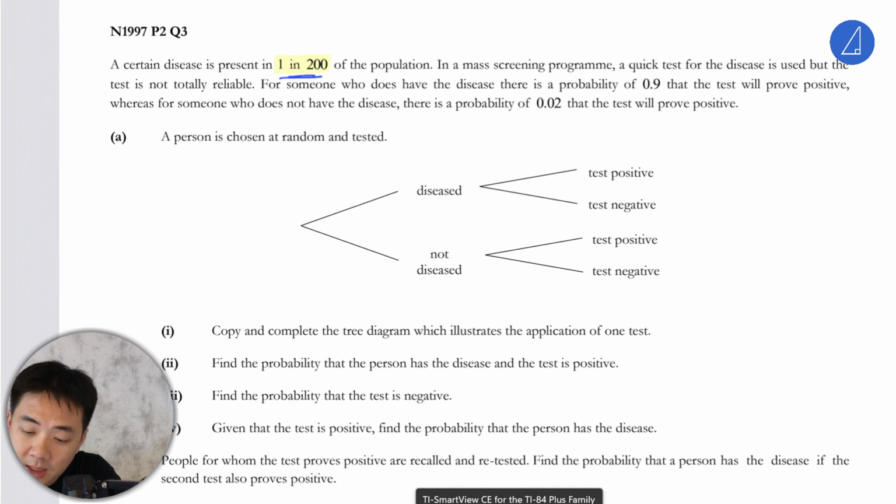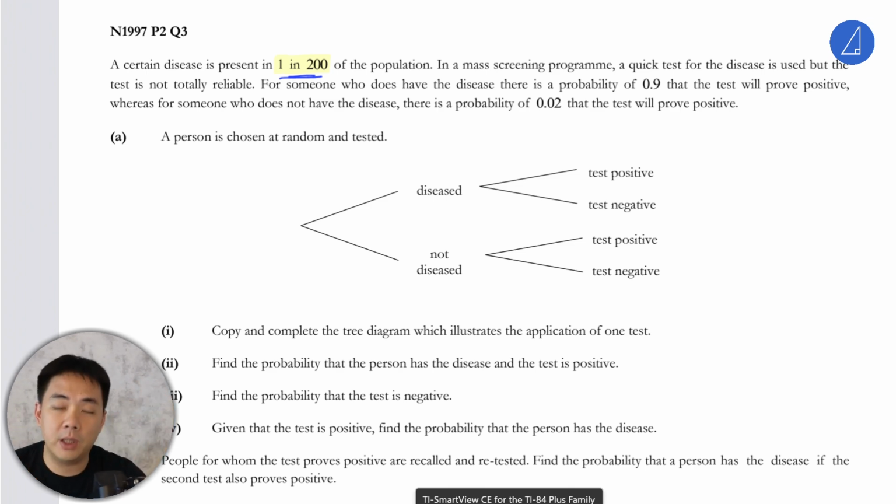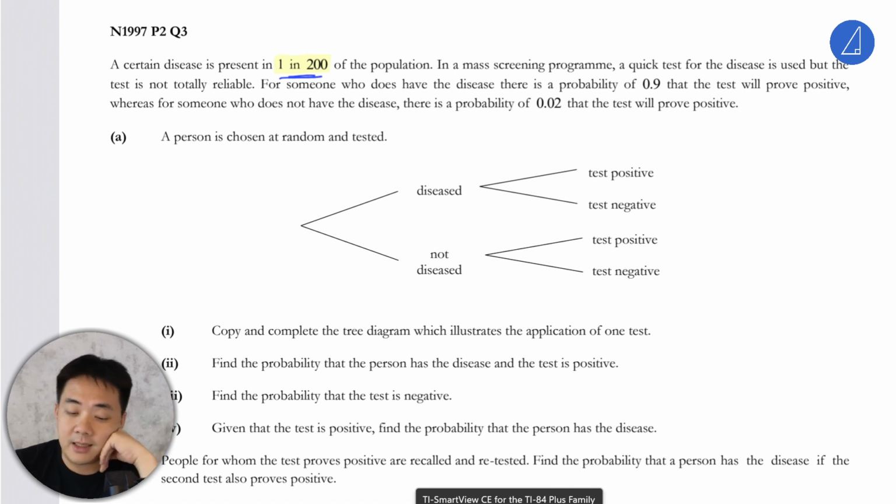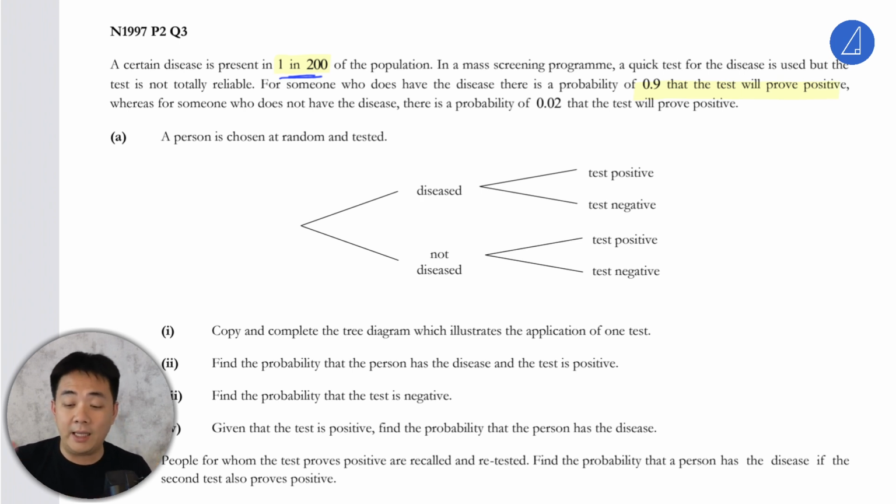In a mass screening program, a quick test for the disease is used, but the test is not totally reliable. Like any test, there's always a false positive or false negative, so you just have to be aware of it and mitigate it. For someone who does have the disease, there is a probability of 0.9 that the test will prove positive. One case is having a disease and the other case is whether the test is positive or not.